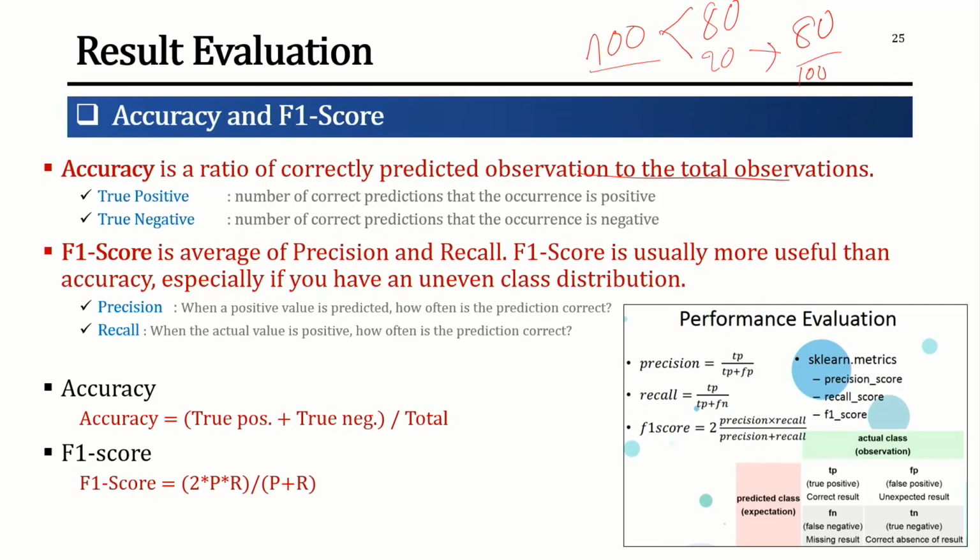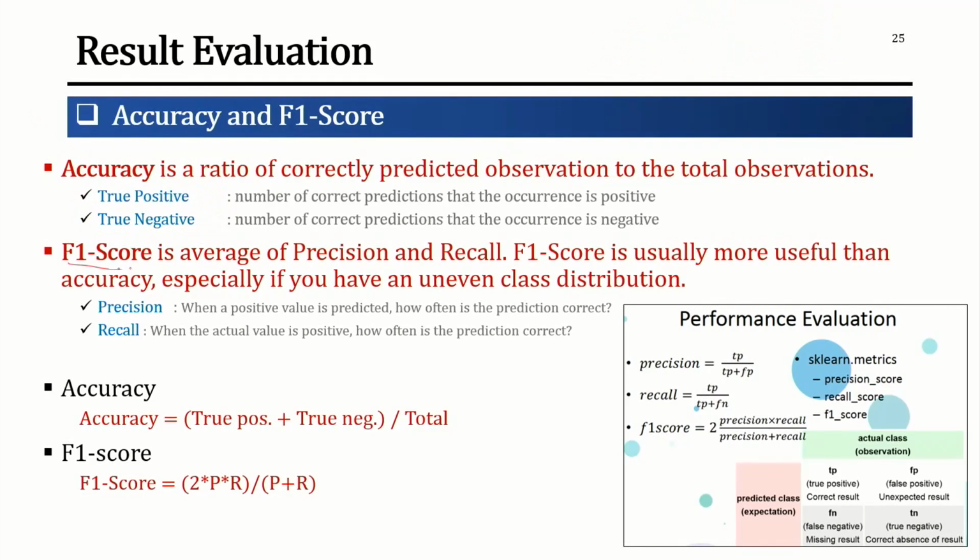When we talk about accuracy, we will see some terms called true positive and true negative. So what is true positive? It is the number of correct predictions where the occurrence is positive. We predict it is positive, and based on the correct label, yes, it is positive, so it is true. So we say true positive. And for true negative, that means you predict something as negative, and the correct label is also negative, so it becomes true, and we call it true negative.